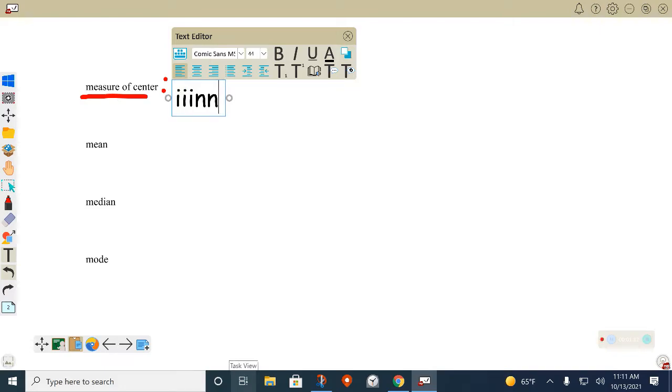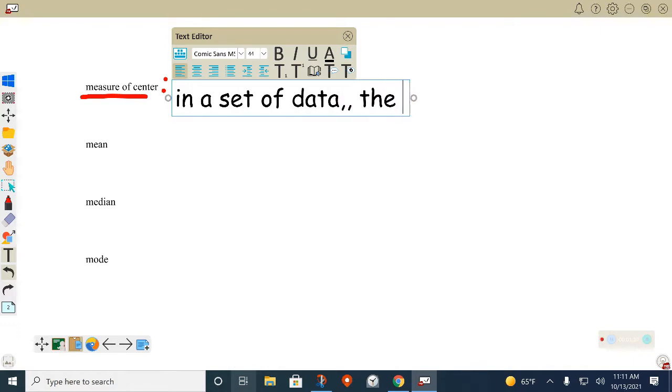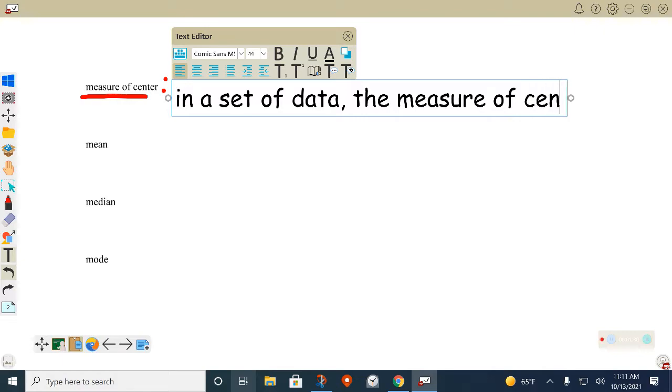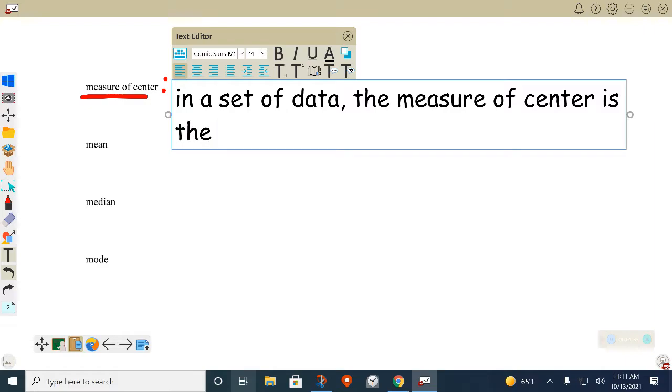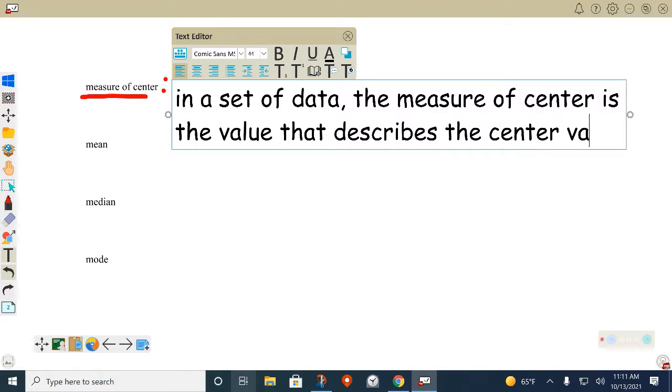What is a measure of center? In a set of data, the measure of center is a value that attempts to describe the center value of the data.